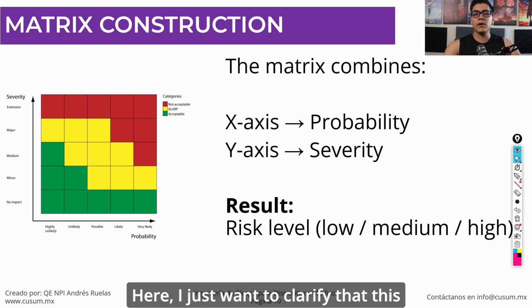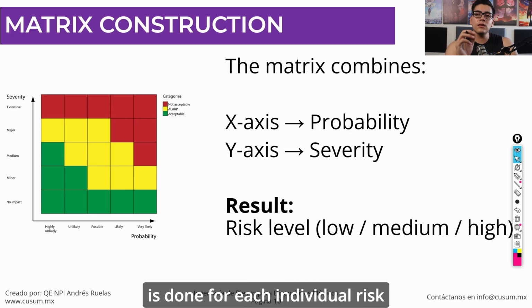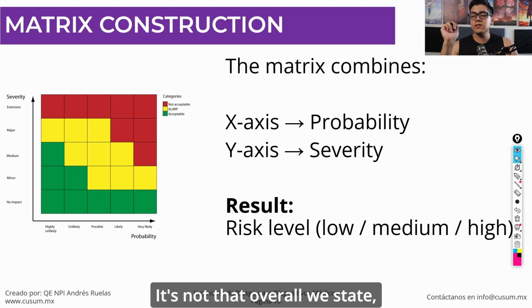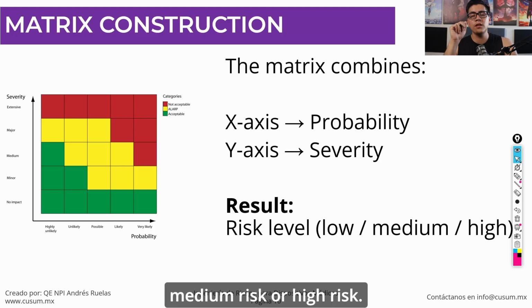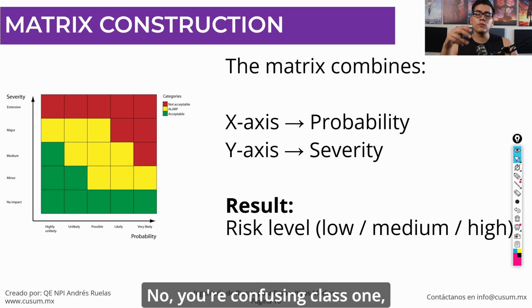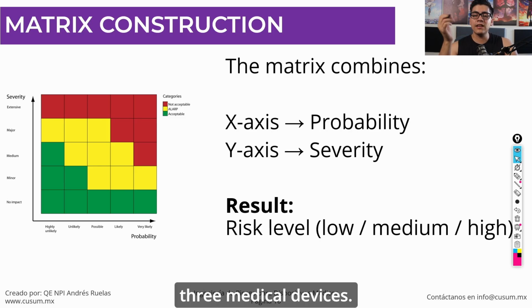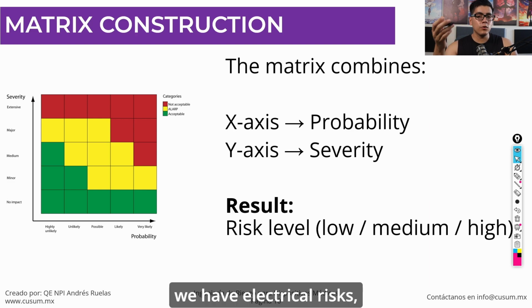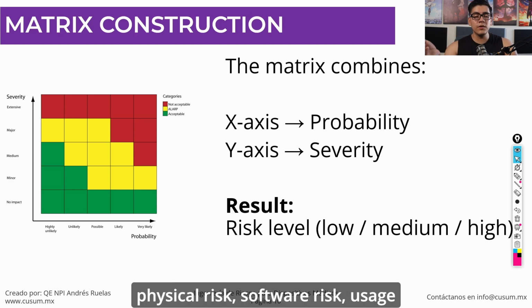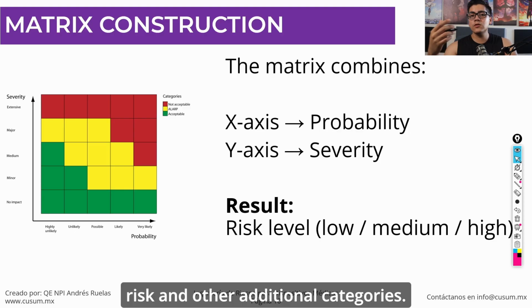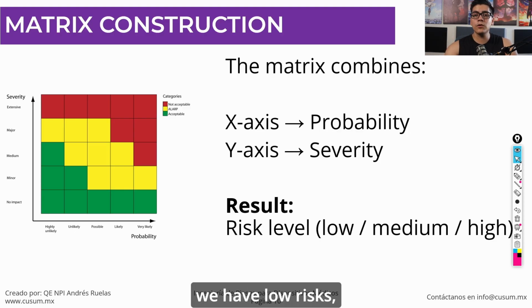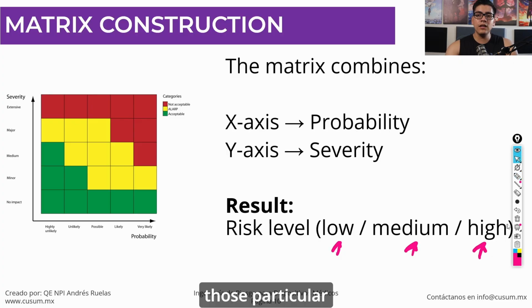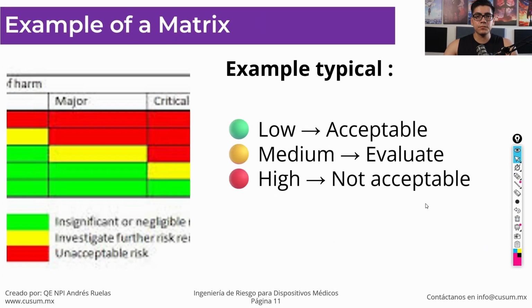Here, I just want to clarify that this is done for each individual risk identified. It's not that overall we state, oh, the product is low risk, medium risk, or high risk. No, you're confusing class 1, class 2, and class 3 medical devices. When we are evaluating risks, we have electrical risks, physical risk, software risk, usage risk, and other additional categories. We are simply saying whether we have low risk, medium risk, or high risk on any of those particular categories.